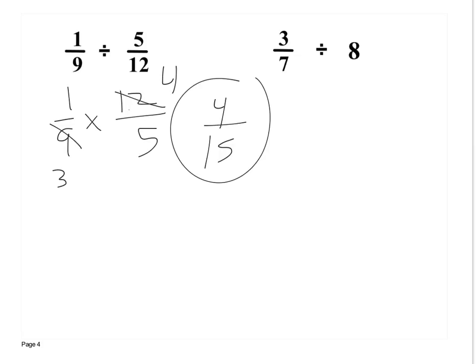3/7 divided by 8. Hey, if I've got a fraction and I'm dividing by a number, what I do is I write this over 1. Now it's a fraction. And now I times by the reciprocal, which is 1 over 8. Because dividing by 8 is the same thing as timesing by 1/8. Alright? So I work it out. There's nothing I can reduce. I get 3 over 56. And there's my answer.